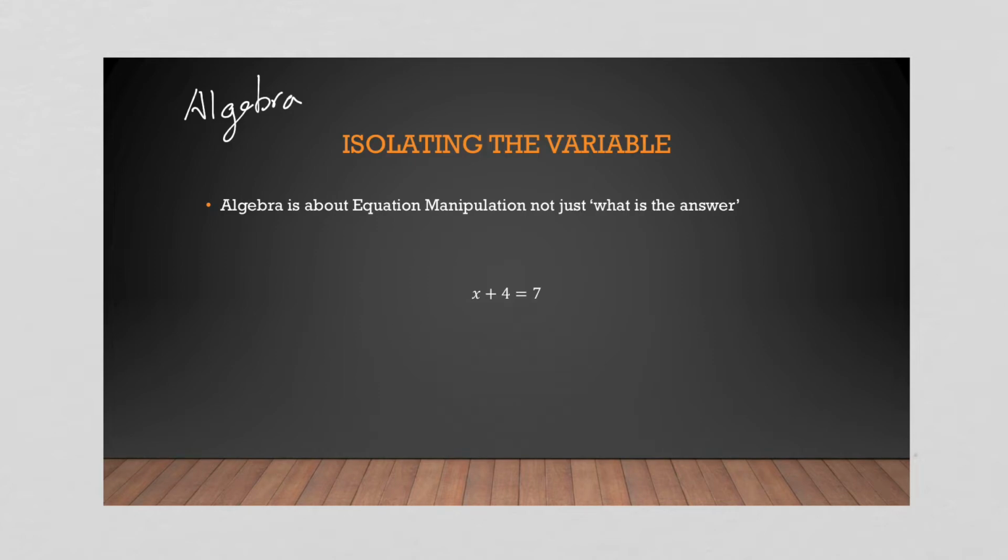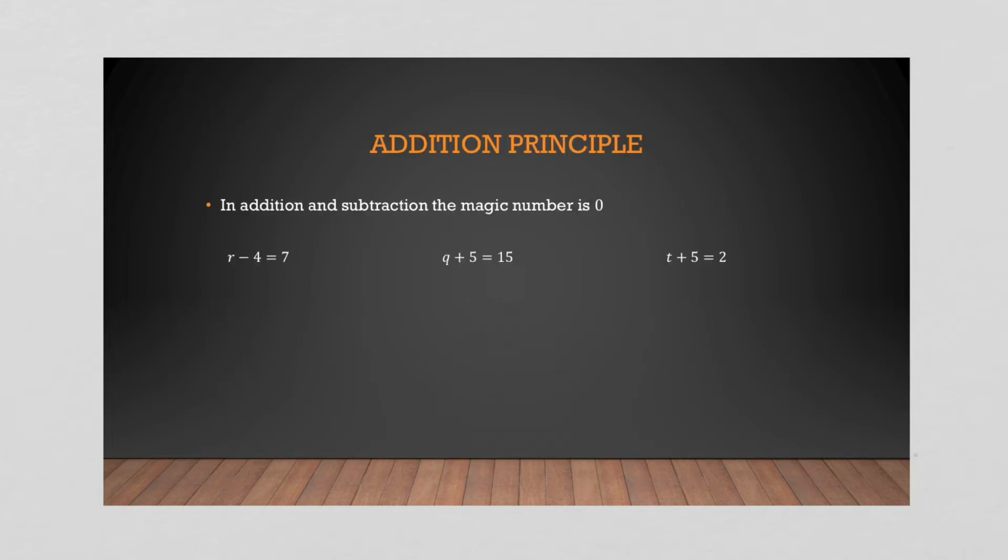But the goal behind algebra is not just getting the answer. The goal behind algebra is manipulating the equation logically, okay, manipulating, following all the rules, so that the variable tells you what it is. So you're isolating the variable. You're getting the variable all by itself. So at the end, the variable says, I'm equal to blank. So how do we do that, right? That's what we're going to look at on the next couple slides. So the first thing you want to look at is the addition principle.